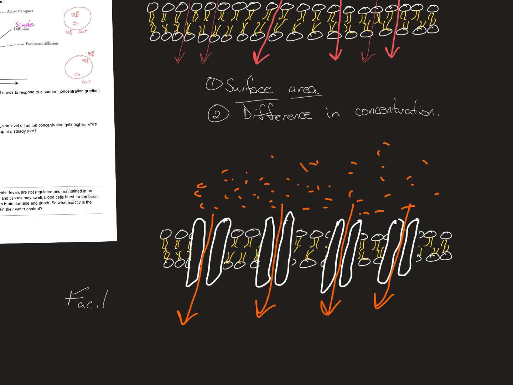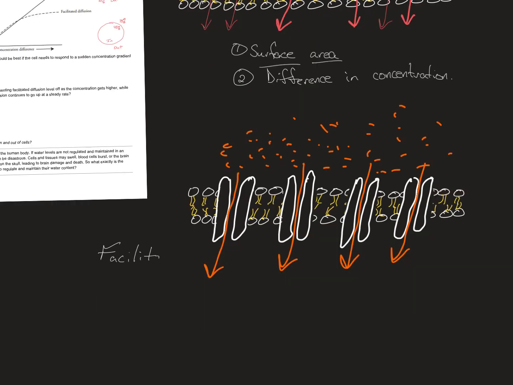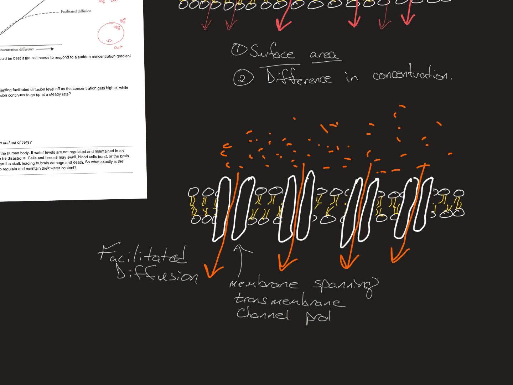facilitated diffusion, you're still going from high to low. So it makes sense that you would expect the higher concentration to come through quicker. But this time you don't have the whole membrane. You only have these facilitators, right? You only have these membrane spanning or transmembrane channel proteins. That's all you have. So they can only come in these spots.